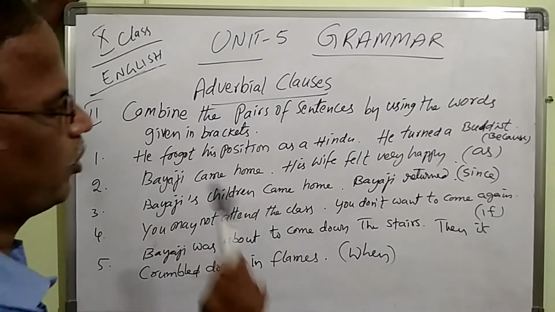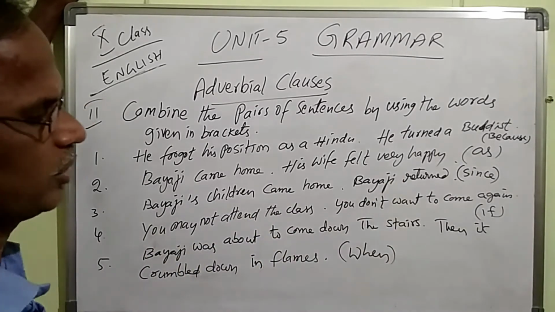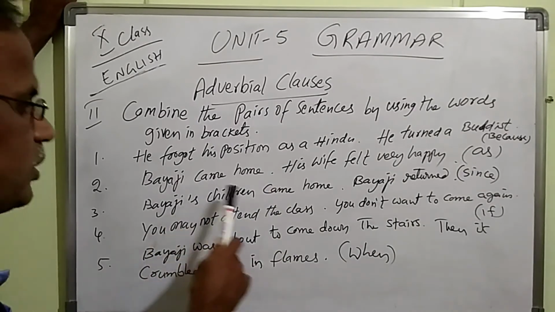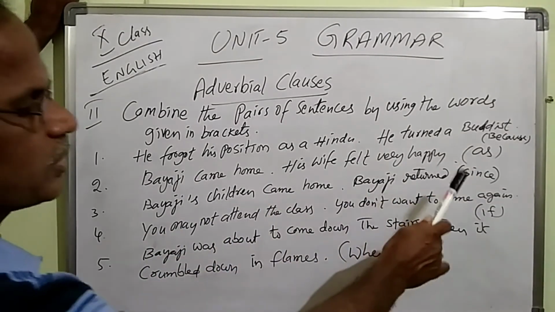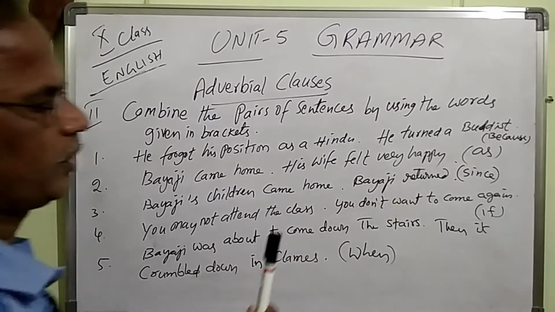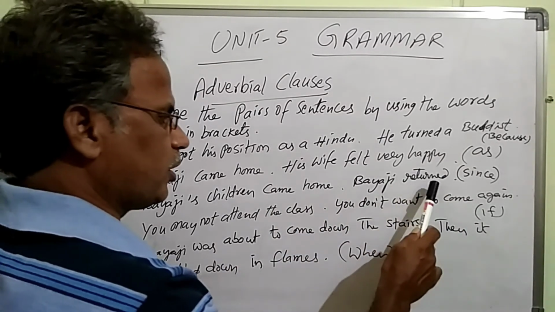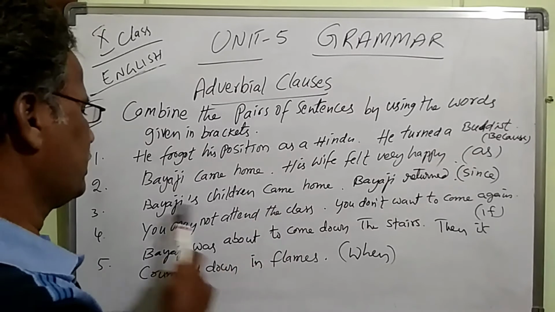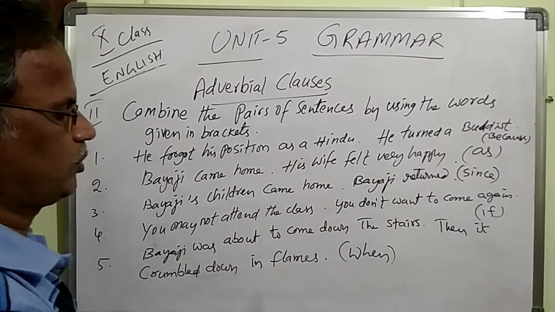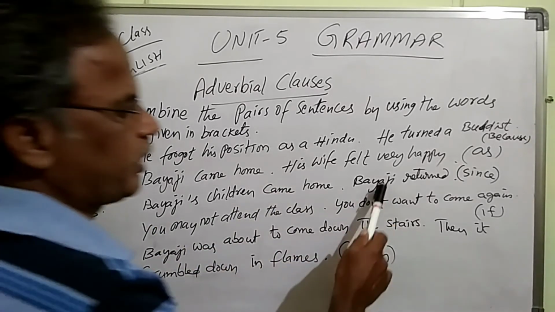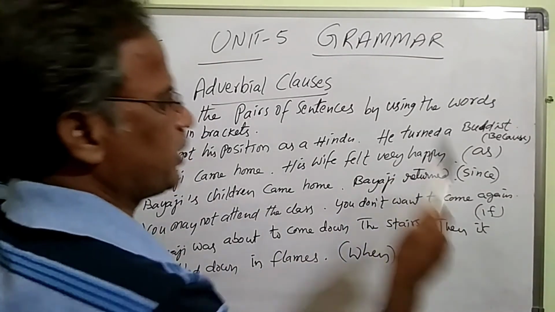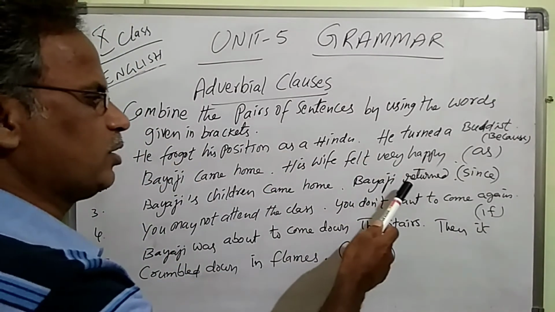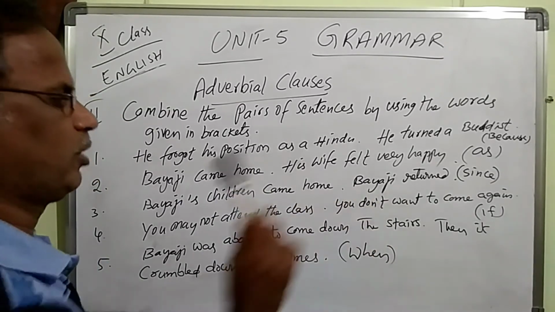The third sentence: Bayaji's children came home. Full stop is given. Bayaji returned. Why did they come home? Some reason is there. Using since: since Bayaji returned, his children came home. Here we are telling the reason, and the result is given to you. Since Bayaji returned is a subordinate clause and an adverbial clause.